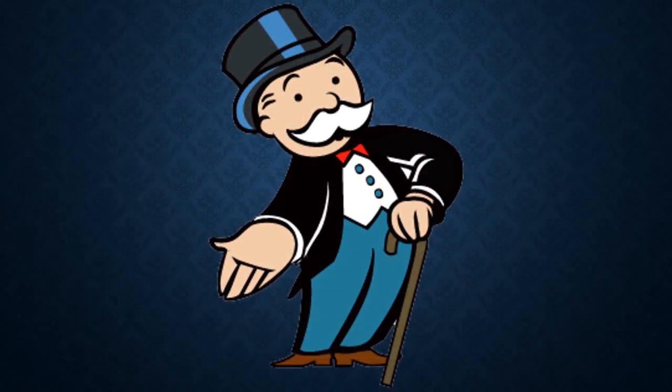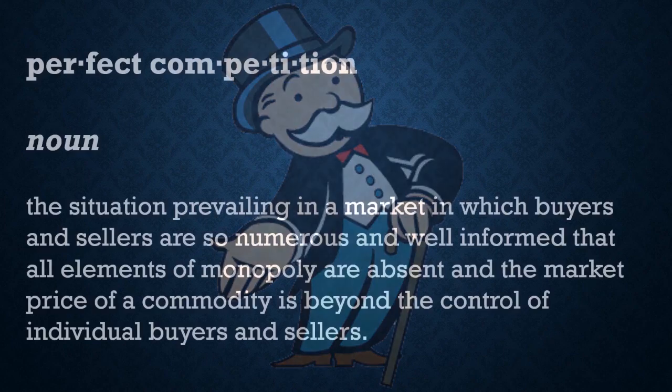Now, in the real world, not all goods are sold in a perfectly competitive market. A market in which there is only one seller is called a monopoly market. And there's the Monopoly Man right there to remind you of it. But some markets fall between perfect competition and a monopoly.